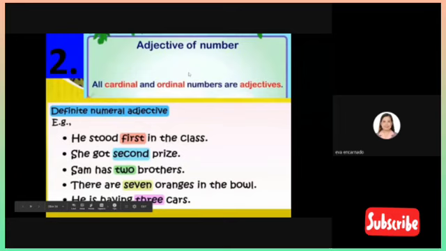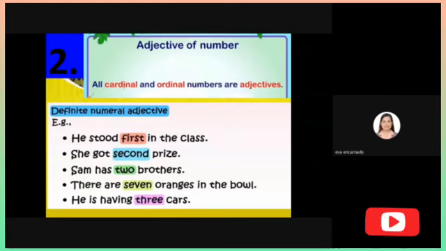For example, sa adjective of number, we do have cardinal and ordinal numbers. Pag cardinal, di ba, yung 1, 2, 3, 4, 5, 6 and so on, yung counting. Kapag ordinal numbers, di ba, yung first, second, third, fourth, fifth, yan ordinal numbers yan. Okay, example. He stood first in the class. First is your adjective. That is ordinal number. He got second prize. Second is your ordinal, di ba?